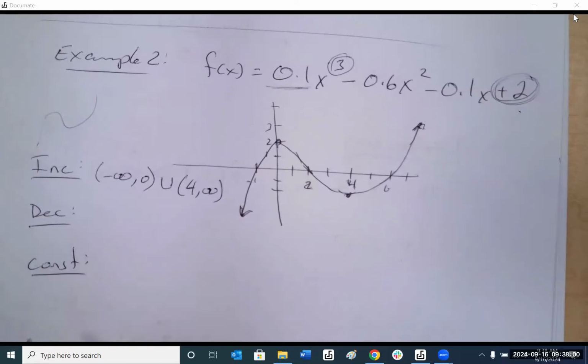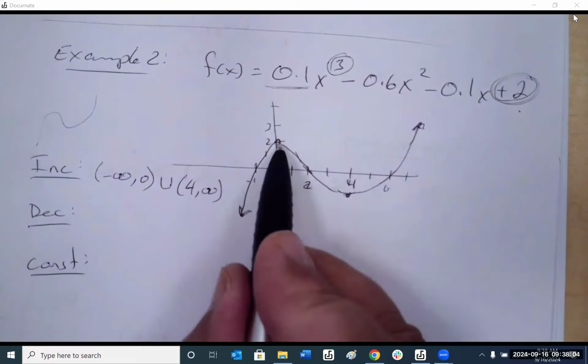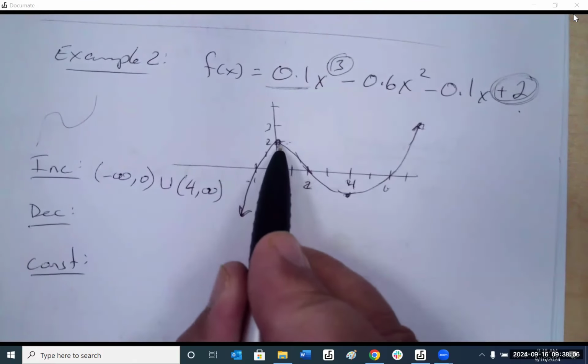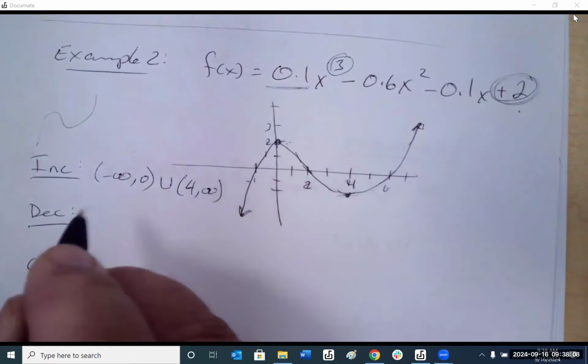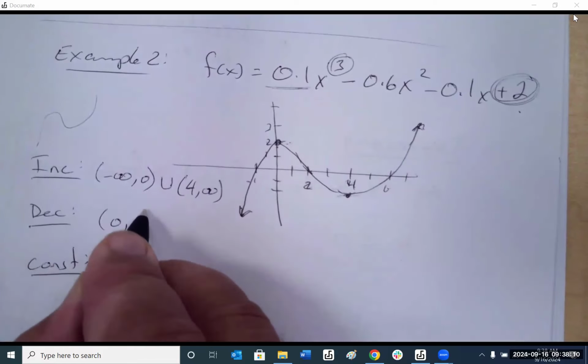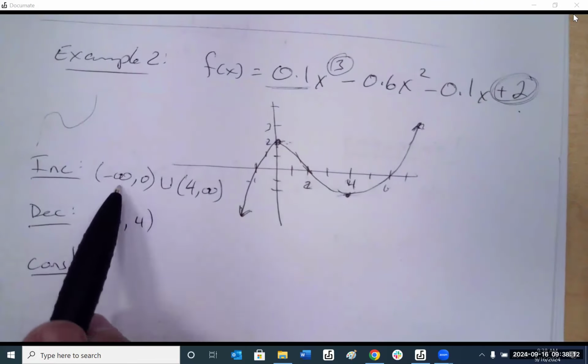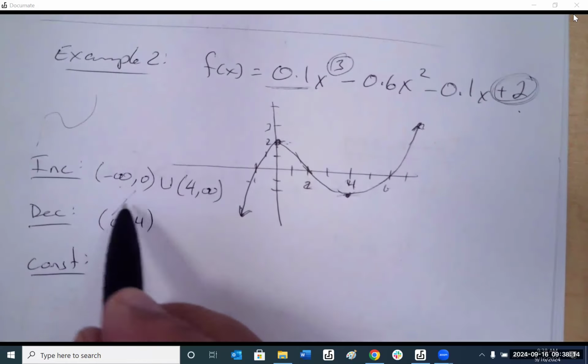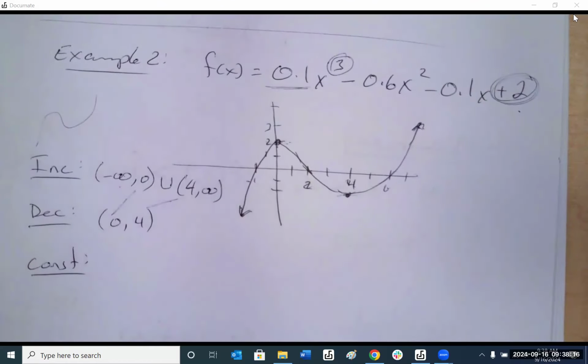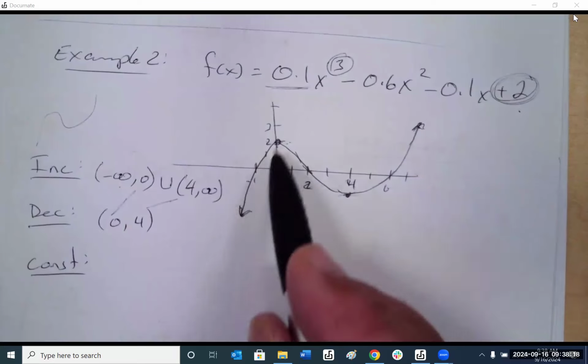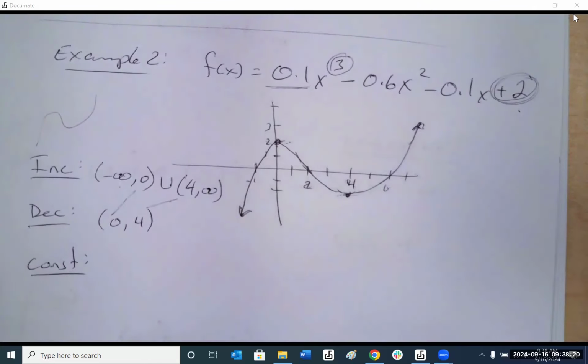Where is it decreasing? From 0 to 4. Yeah. The highest point is here. So it goes from here to here, from 0 to 4. If you notice, between the increasing and decreasing, these are the same. So it's increasing, decreasing, increasing. And it's not constant anywhere.